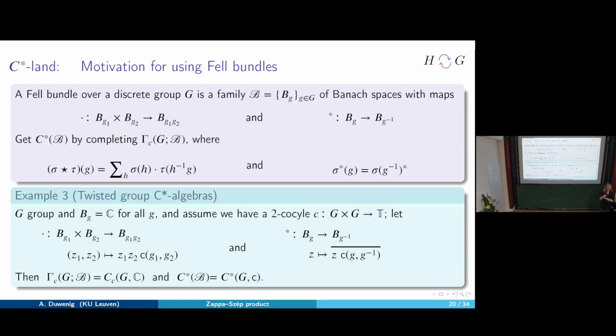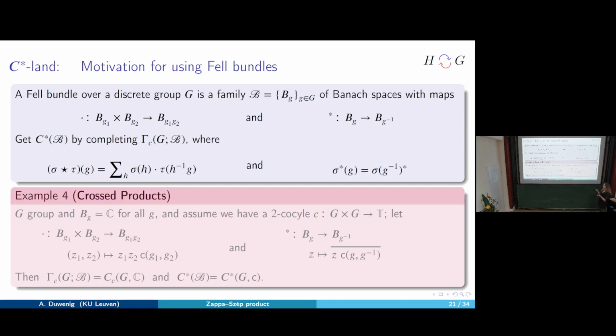And at this point, if you're interested in groupoids rather than groups, and you might be interested in twists that are more general than 2-cocycles, yes, general twists can also be encoded in Fell bundles.